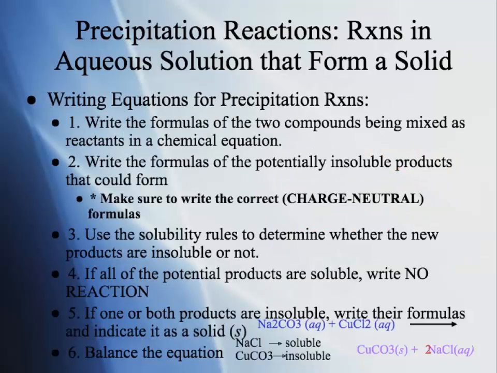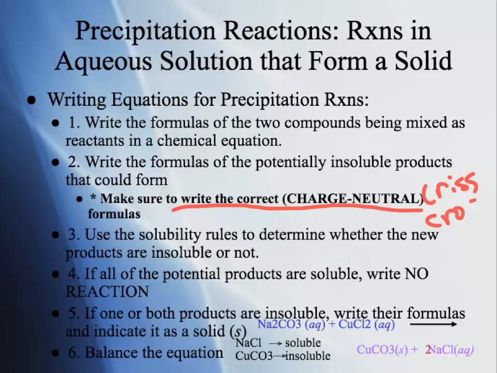All right, so let's take a look at writing equations for precipitation reactions. Okay, so there's a couple of steps we need to take when writing our equation for these. We're going to write the formulas of the two compounds being mixed as reactants in a chemical reaction. Then we write the formulas of the potentially insoluble products that could form. Okay, so make sure that you write the correct, charge-neutral formulas. So basically it means to crisscross.